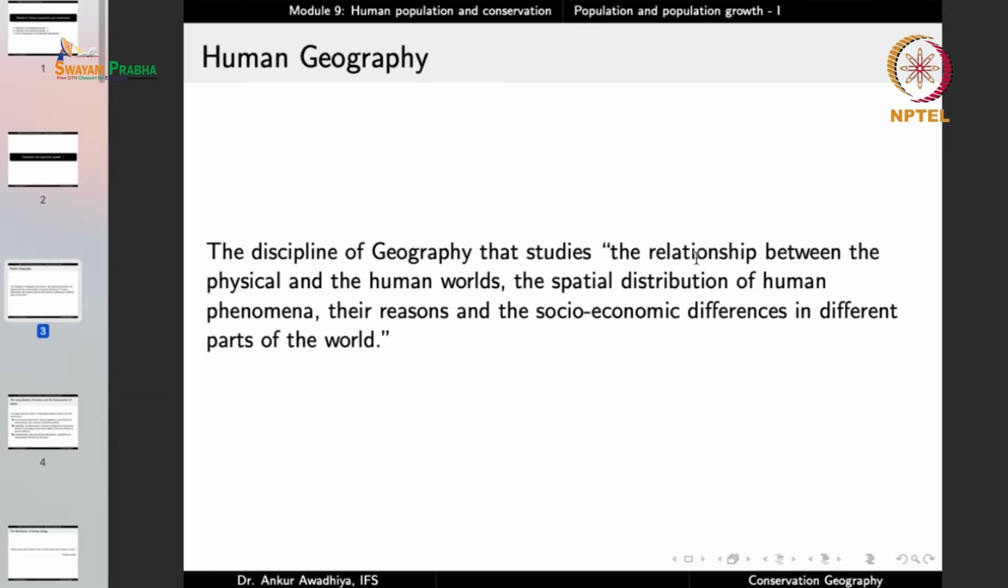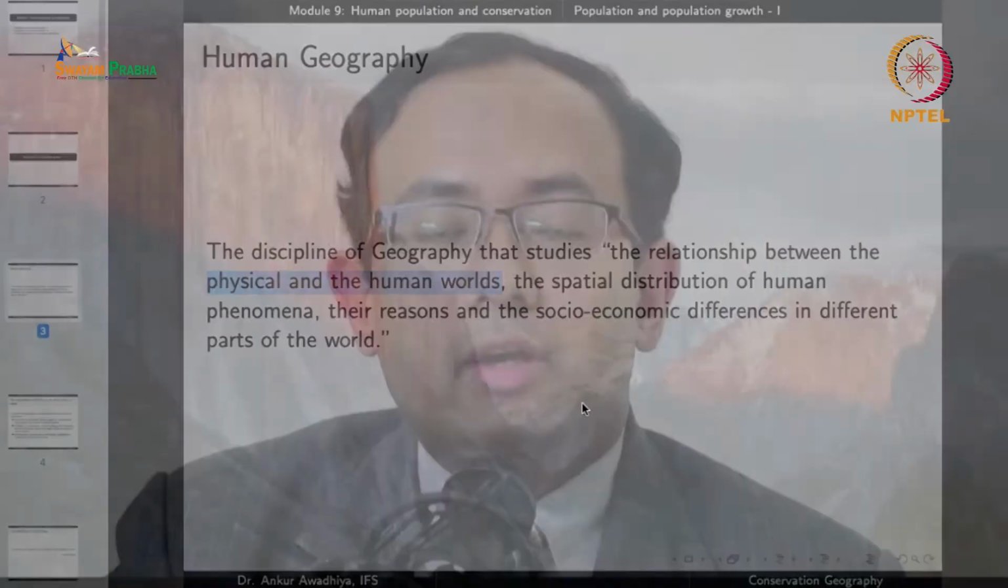So what does it study? It studies the relationship. How are two things related? What two things? The physical world and the human world. Now this is very important in today's era of Anthropocene, because today the humans are making such huge changes on this planet that their impacts themselves become a completely separate and important field of study.